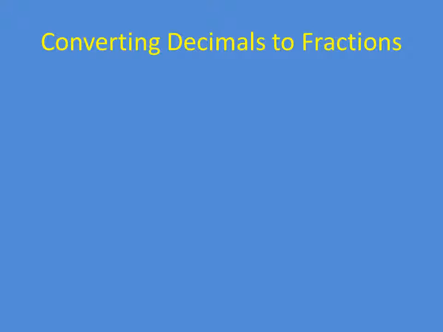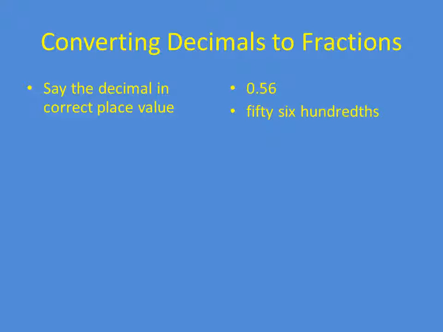So now we're going to convert decimals to fractions. So basically we're going to start by saying the decimal in correct place value. So if I look right here, my 6 happens to be in what place? It's in the hundredths place. So I'm going to say this as 56 hundredths. So now, remember, my decimals and fractions kind of sounded the same. So I'm going to make this 56 over 100.